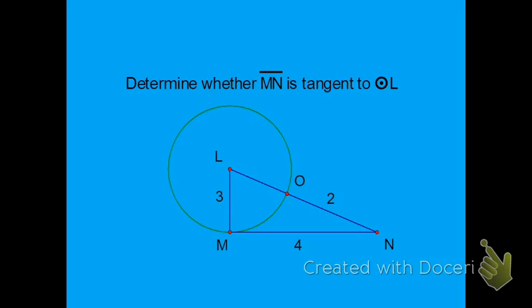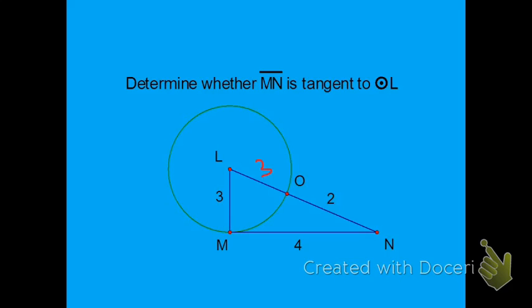So one thing that we know is that all radii in circles are equal. So if LM is 3, then LO is going to be 3 as well. Well, if this angle is 90 degrees, then MN is tangent. So we can use that to our advantage, but we can't assume that it's 90 degrees. We have to prove that it's 90 degrees. And the way we're going to do that, so let's erase this 90 degrees thing. The way we're going to prove that that angle is 90 degrees, or prove that it isn't, is to use the converse of the Pythagorean theorem.